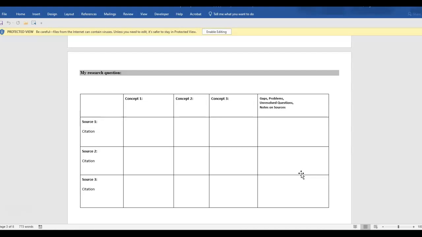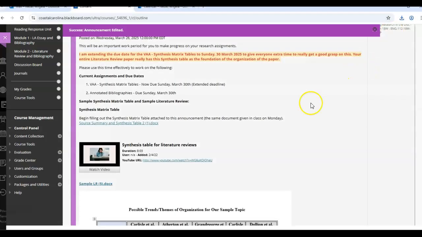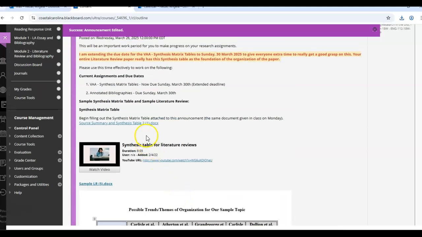All right, so I hope that helps. Again, this matrix table is going to provide the organization for your paper. Okay, these will become the sections of your paper. Watch this video. It does a much better job than I do at explaining all of this. It's a great video.